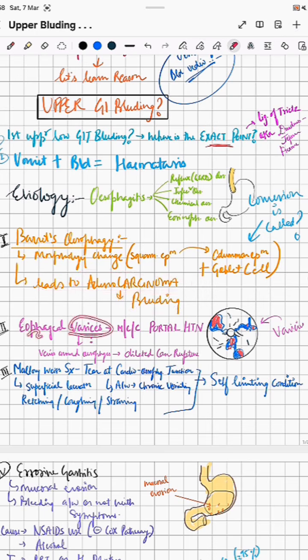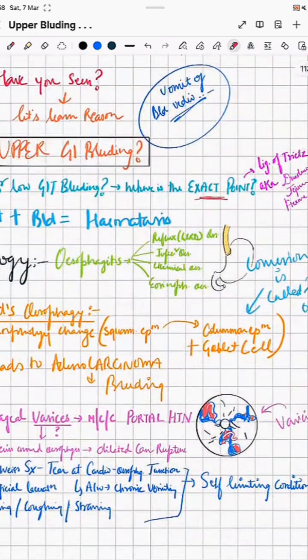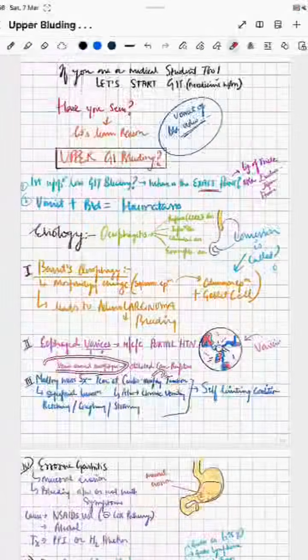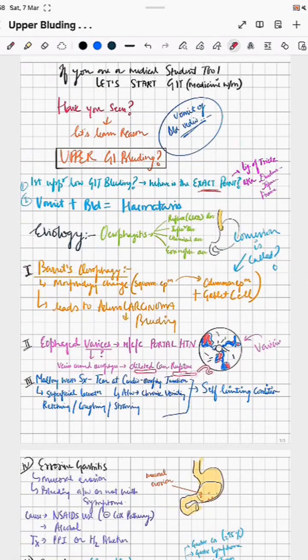Second, we have varices, esophageal varices. The most common cause is portal hypertension. What is portal hypertension? You can see we have the esophagus and the vessels around it are swollen, and the blood has dilated them, and they can even rupture anytime. The veins around the esophagus dilate and can rupture.